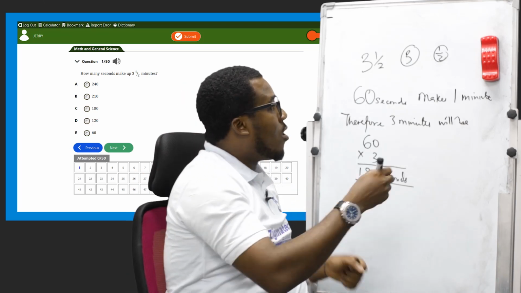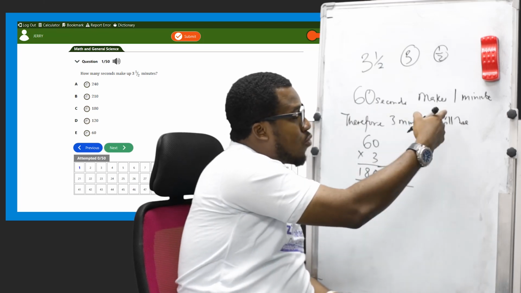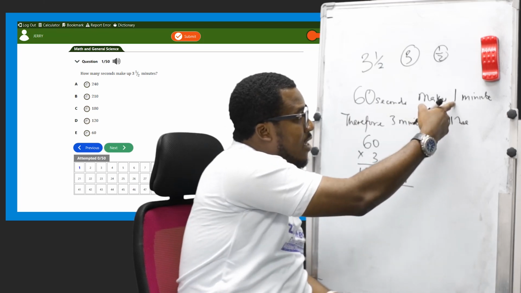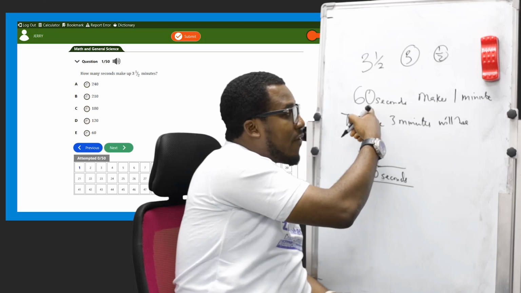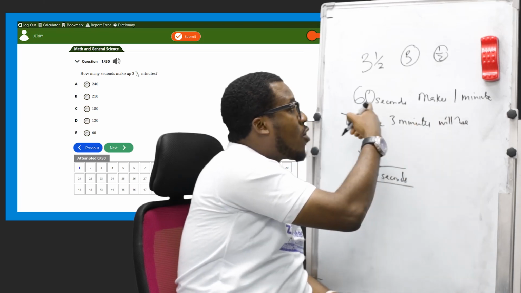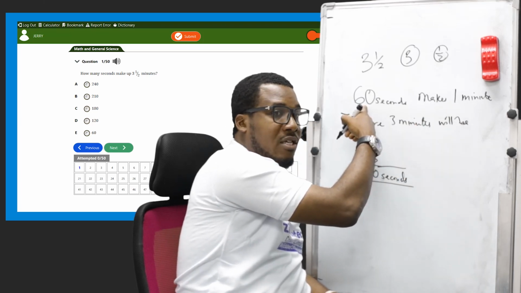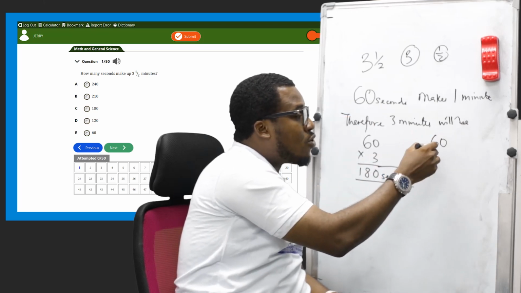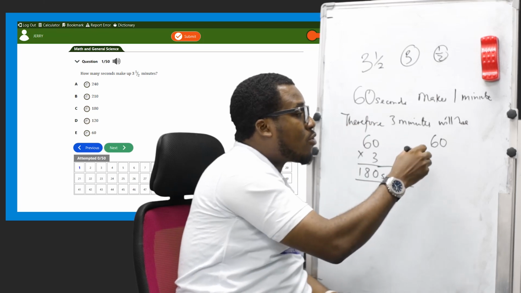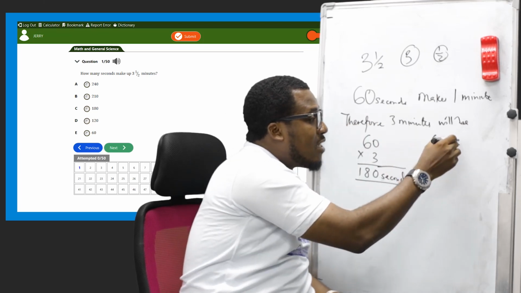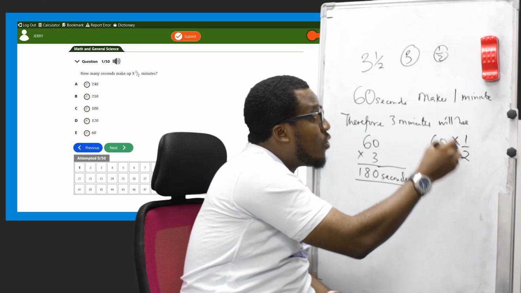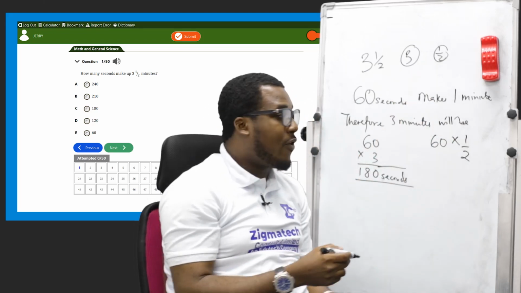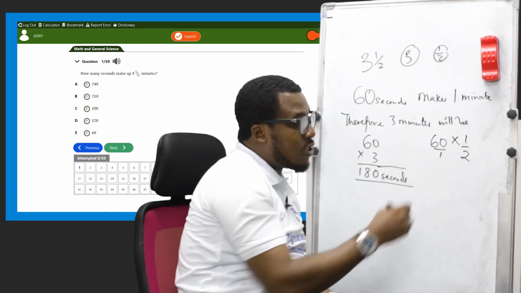So now we know that 60 seconds make 1 minute. So if this is 1 minute, something that's twice as low as 1 minute will become twice as low as 60 seconds. Means we have to do 60 seconds times 1/2, which is the half. And if you do this math very well, this is like saying 60/1.